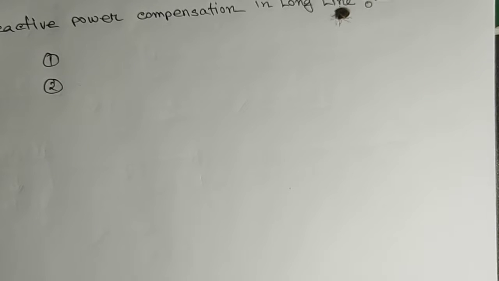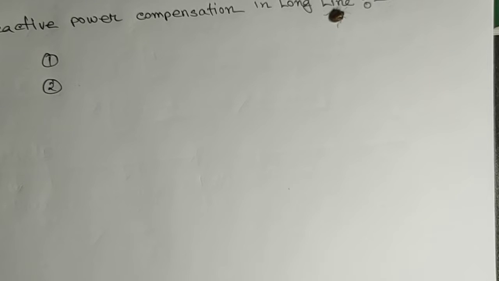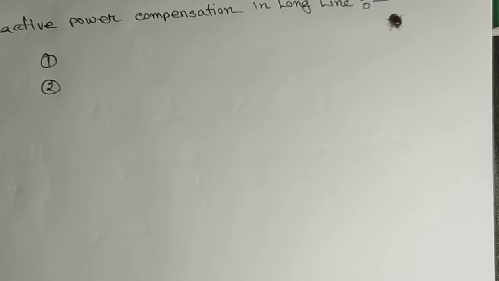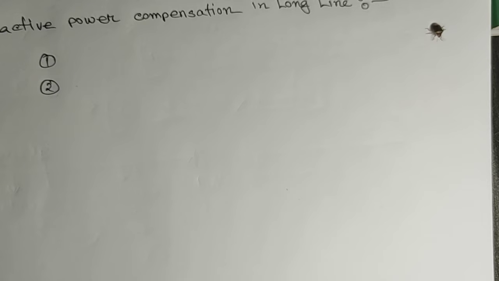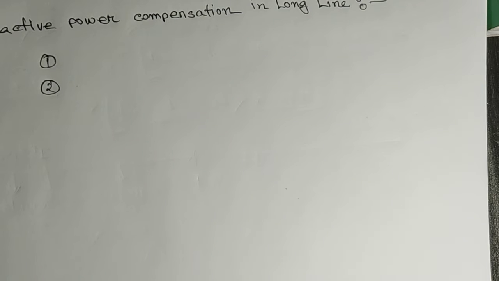So in the long line there may be some problem for which the sending end voltage will be lower and the receiving end voltage will become higher. So there will be many problems like that. So we can compensate that reactive power in a long line in two ways. So what are those two ways?